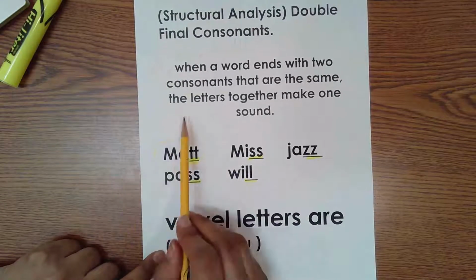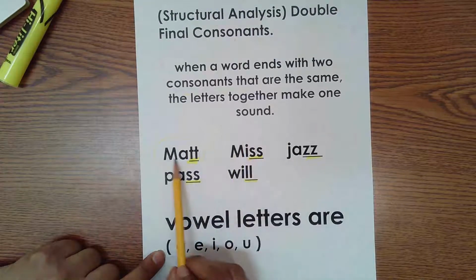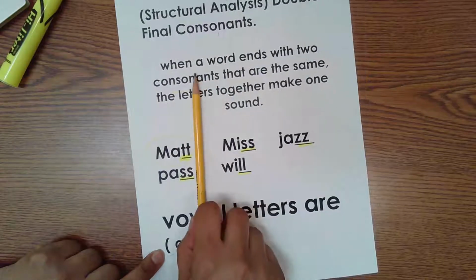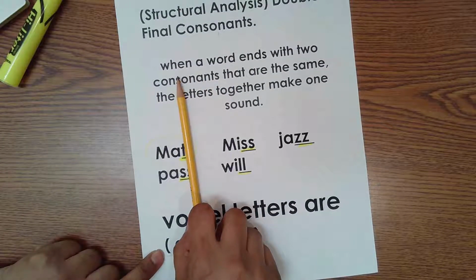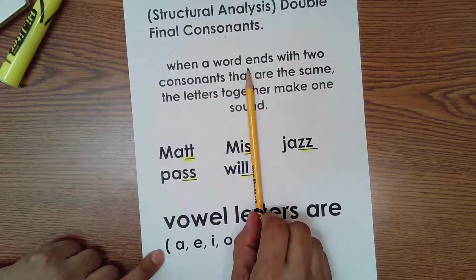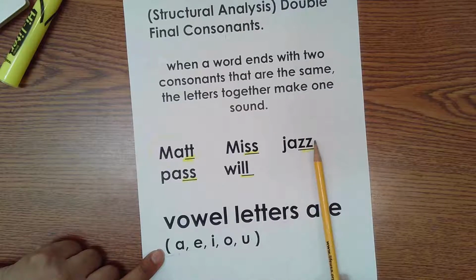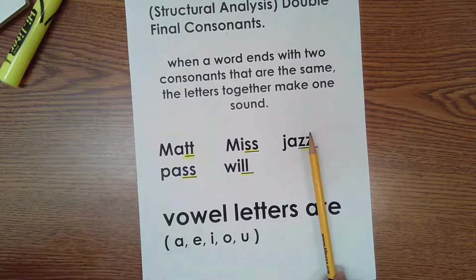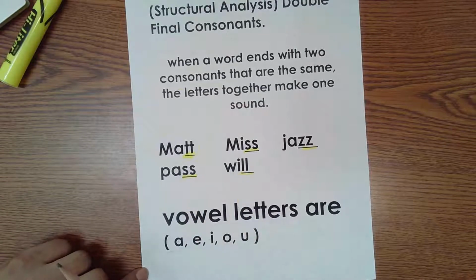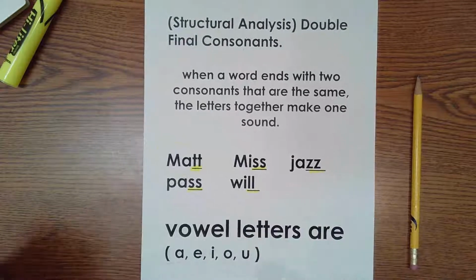So what happens? The letters together make one sound. So when you read the word, you read it as if it's only one T. So you say mat, although it's double T, or bus, although it's double S, or jazz, although it's double Z. You only sound one letter. Pass, well.